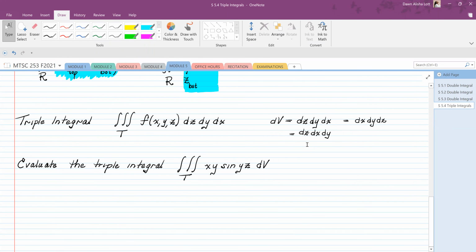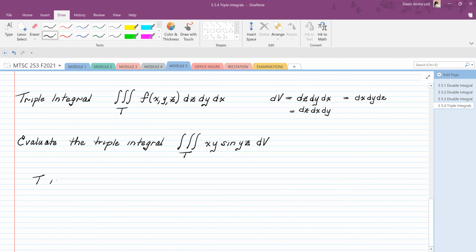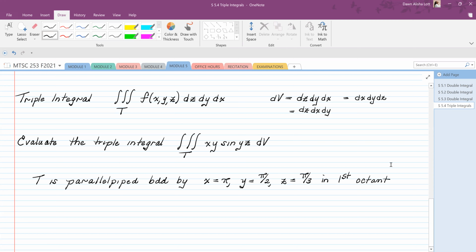So T is the parallelepiped bounded by x equals pi, y equals pi over 2, and z equals pi over 3 in the first octant. So I have a rectangular box.